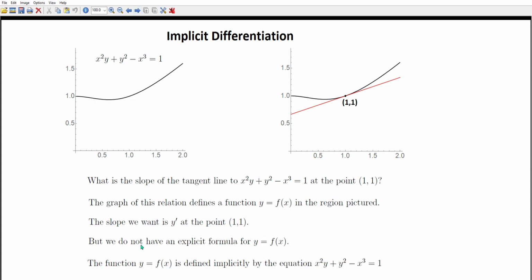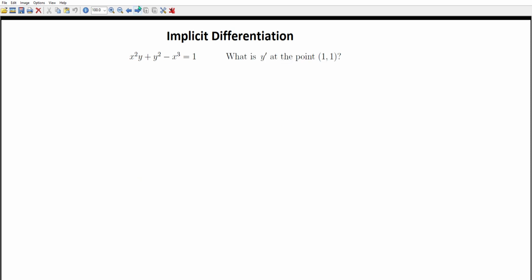But we don't have an explicit formula for the function, which is the problem. The function y equals f of x is defined implicitly by the equation x squared y plus y squared minus x cubed equals 1, and we'd like to find this slope without actually explicitly solving for the function. So, what's the slope of the tangent at the point (1, 1)?